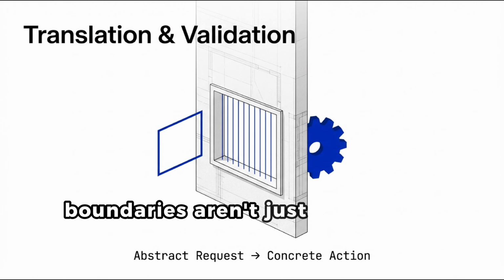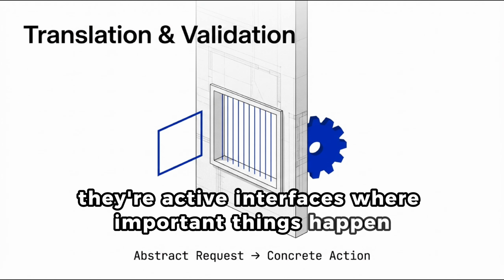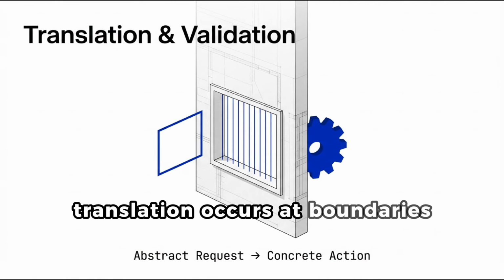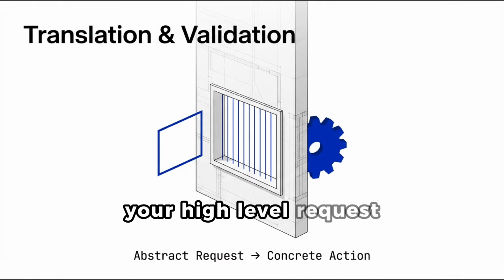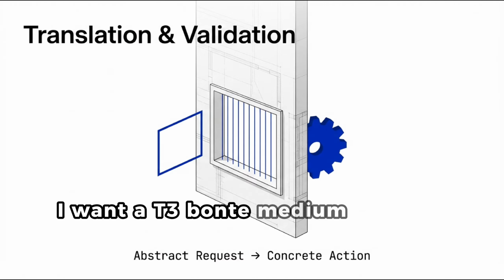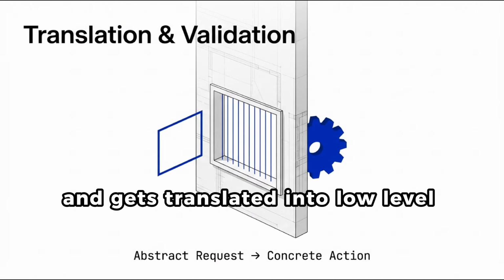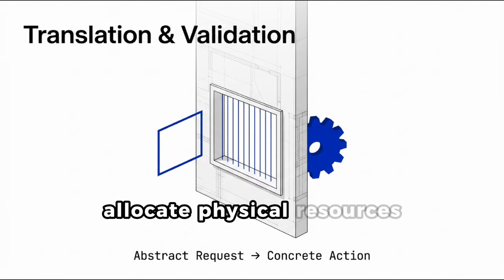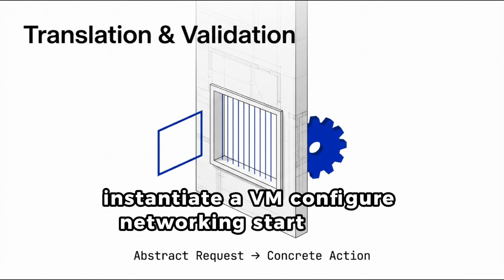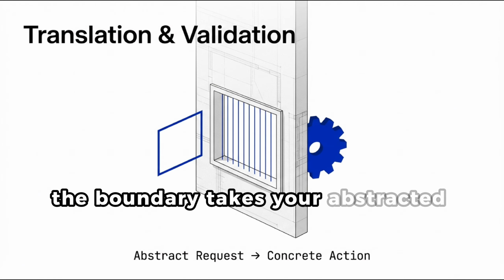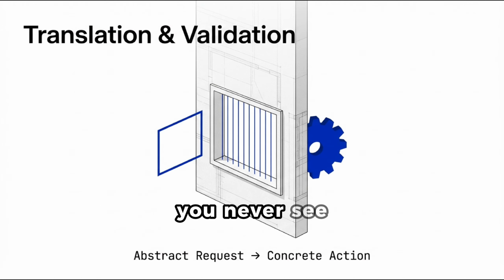Boundaries aren't just static walls. They're active interfaces where important things happen. Translation occurs at boundaries. When you make an API call to create a VM, your high-level request, "I want a T3.medium instance," crosses a boundary and gets translated into low-level operations: allocate physical resources, instantiate a VM, configure networking, start the OS. The boundary takes your abstracted request and converts it into concrete implementation actions you never see.